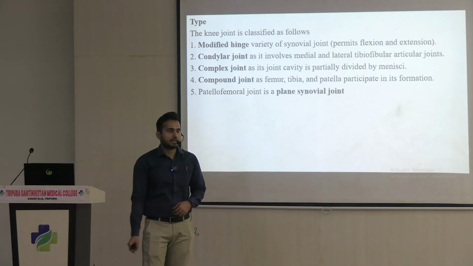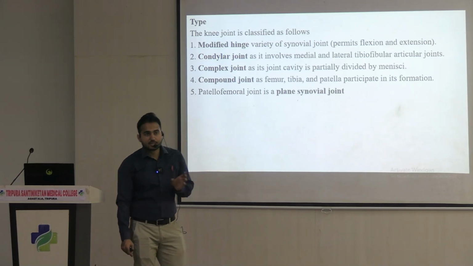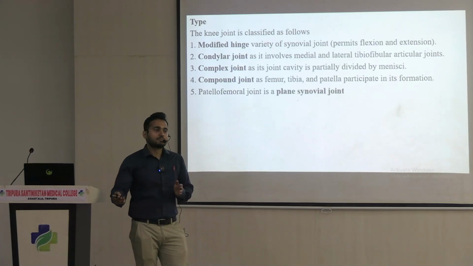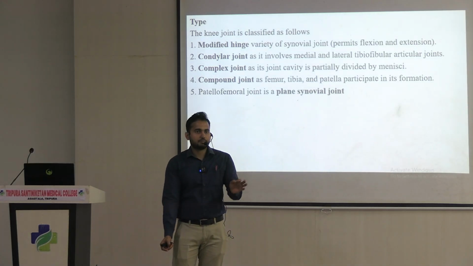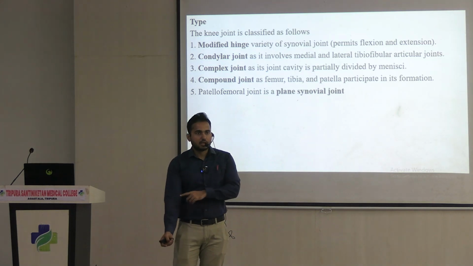Okay, strong collateral ligaments are there. Now, these collateral ligaments are providing stability and restrict the movements in other planes. For example, this is the elbow joint, a pure example of a hinge joint. Now, in the elbow joint, only flexion and extension is possible.